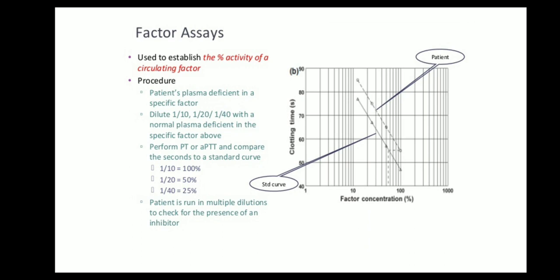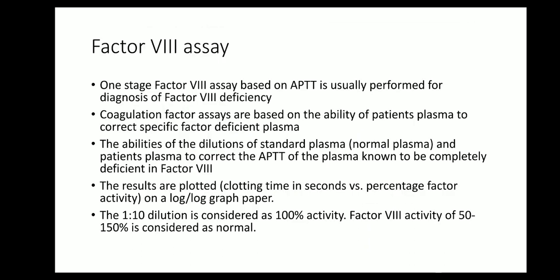If the prothrombin time is normal at 1:10 dilution, it means the factor has 100% activity. If at 1:20 dilution, it means it has 50% activity. If at 1:40 dilution, it means it has 25% activity. Patient plasma is run in multiple dilutions to check for any presence of inhibitors. So the graph is shown here, clotting time and factor concentration, and there is a standard curve, to which the patient graph is also marked. So factor 8 assay.